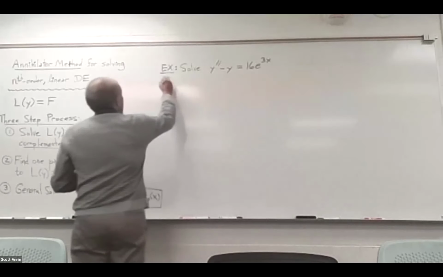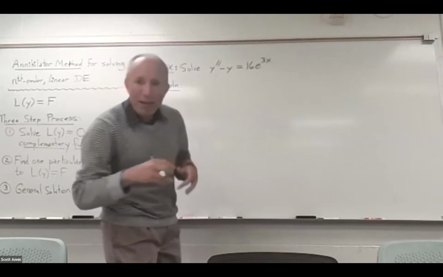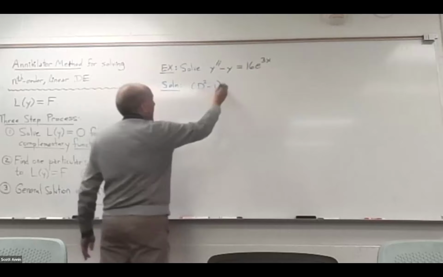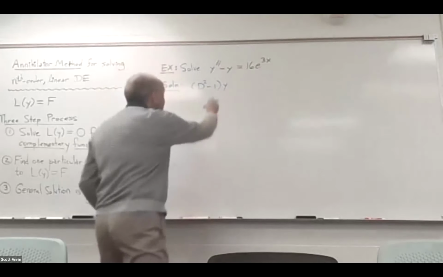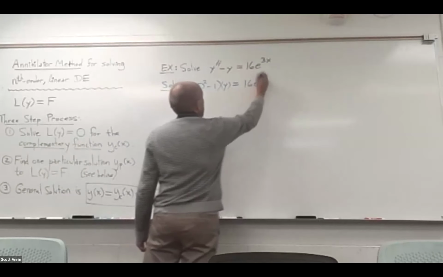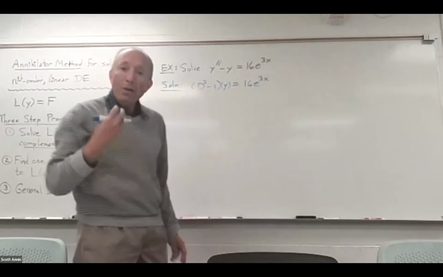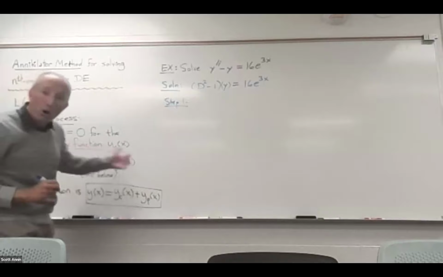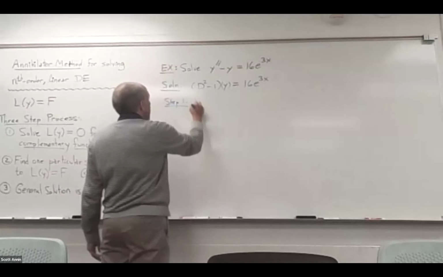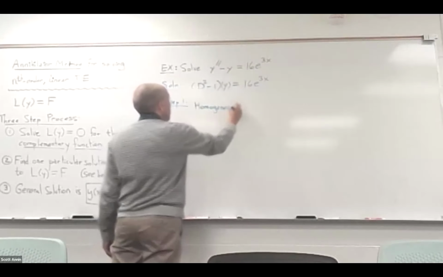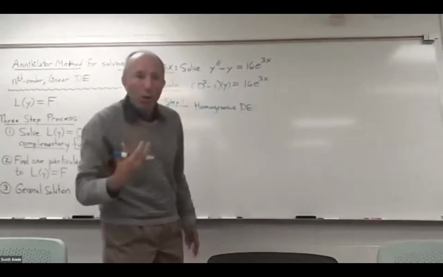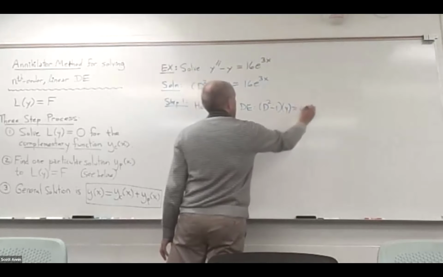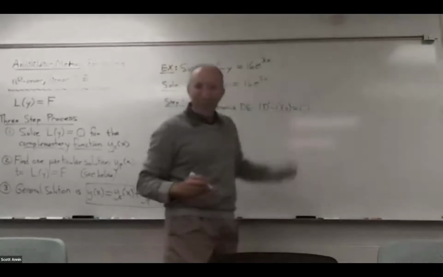So to get started on that, it might be helpful to rewrite the equation in the D notation. So the left-hand side is really just two derivatives of y minus y, which we can express as d squared minus 1 of y equals 16e to the 3x. Okay, and in order to start step 1, what we know is that we need to solve the associated homogeneous differential equation first. Well, that would be the following. So for the homogeneous differential equation, we essentially are just going to ignore the 16e to the 3x. So we're going to have d squared minus 1 of y equals 0. So we make the right-hand side equal to 0 for this.